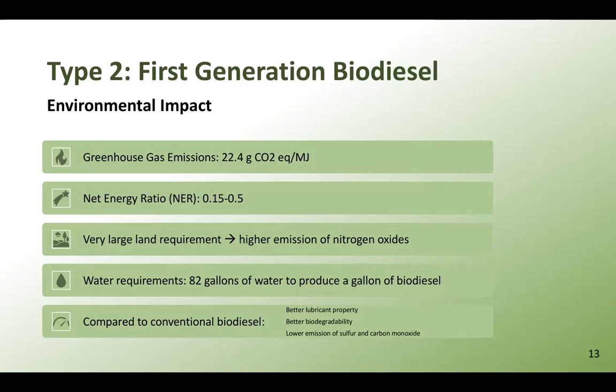As for its water requirements, it requires 82 gallons of water to produce only 1 gallon of biodiesel, which is relatively high due to the high amount of irrigation water needed. And overall, when compared to conventional diesel, it's shown to have a better lubricant property, better biodegradability, and lower emission of sulfur and carbon monoxide.